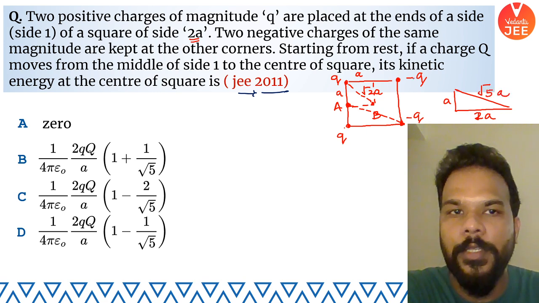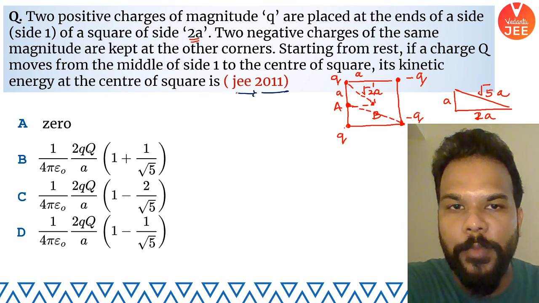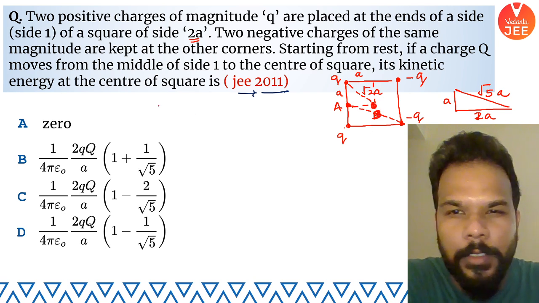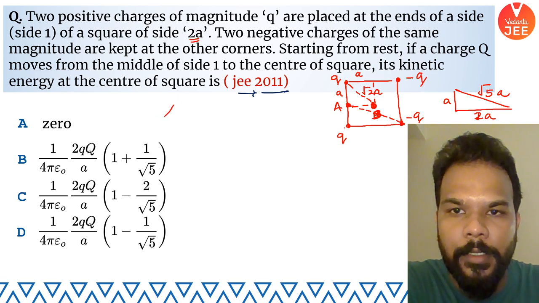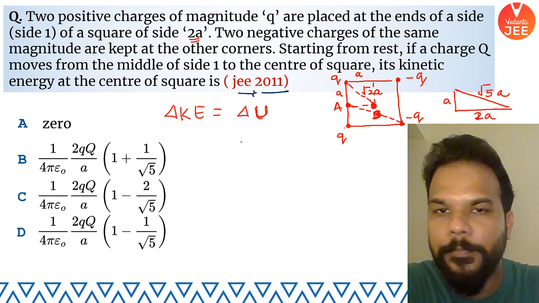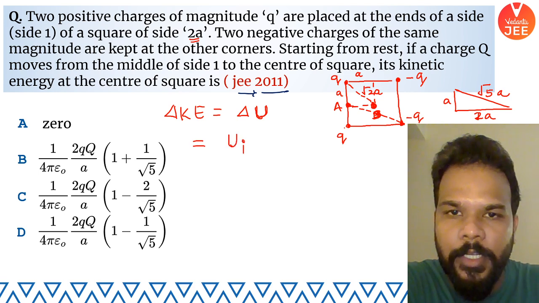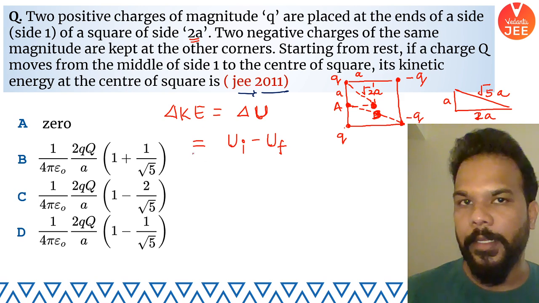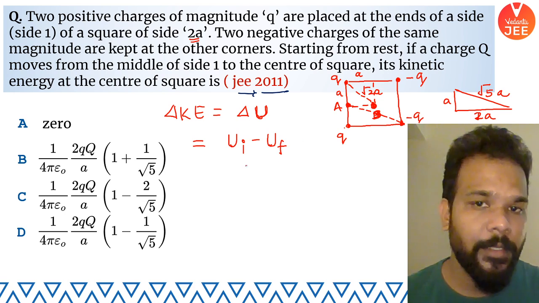Okay guys, the question is asking us to find the kinetic energy at the center of the square if you make the charge move from point A to B. Again the basic concept goes back to work, energy, power: the gain in kinetic energy is going to be the loss of potential energy only. So all we have to do is find the difference of the initial and final potential energies. Obviously, if kinetic energy is being gained, the initial potential energy is more and the final potential energy is less.